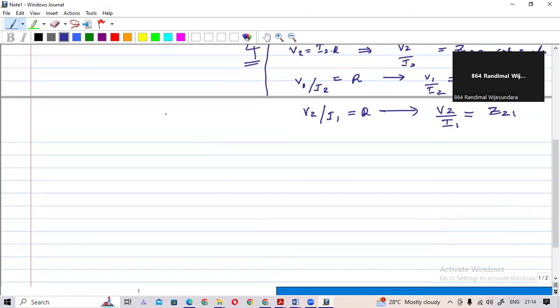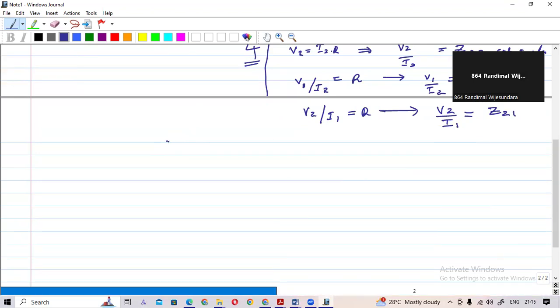So we can write this equation as a matrix. There are two voltage values, V1, V2. Similarly, there are two current values, I1, I2.